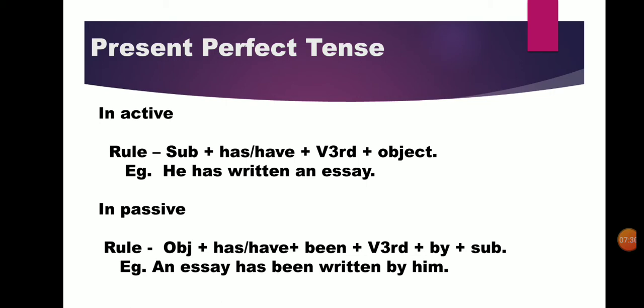And when we change this into passive voice, the rule will become just the opposite of active, like object, then has, have, and with has, have we use been in passive voice, then verb third form, then by, and subject. So the example in passive voice will become: an essay has been written by him.